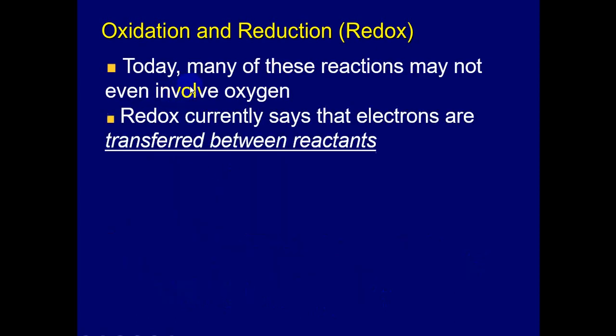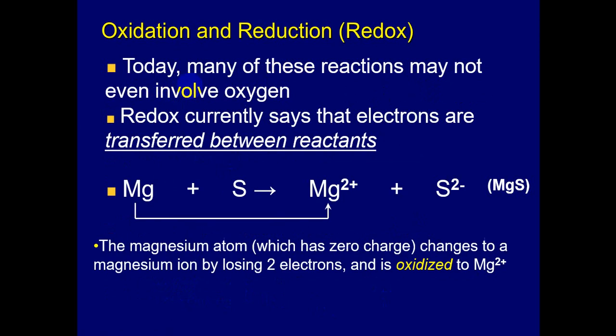Today, many of these reactions may not even involve oxygen. Redox currently says that electrons are transferred between reactants. So let's see over here with this example. Magnesium plus sulfur.